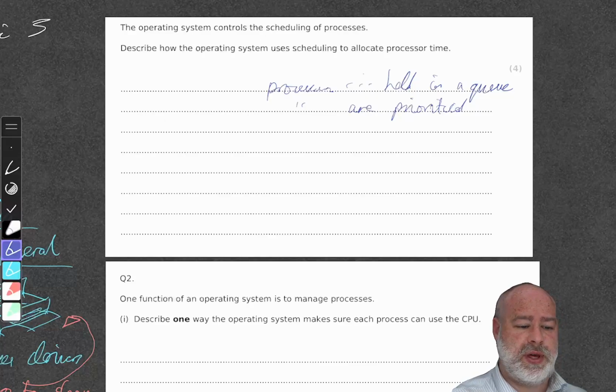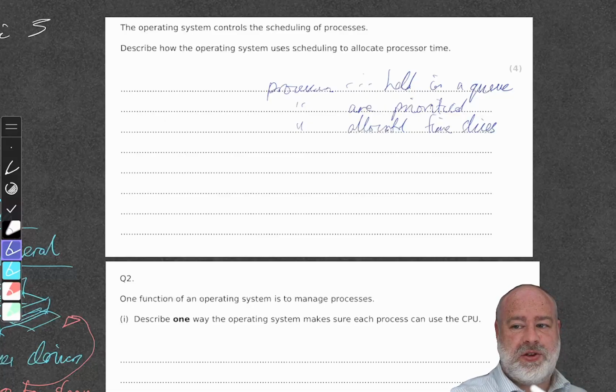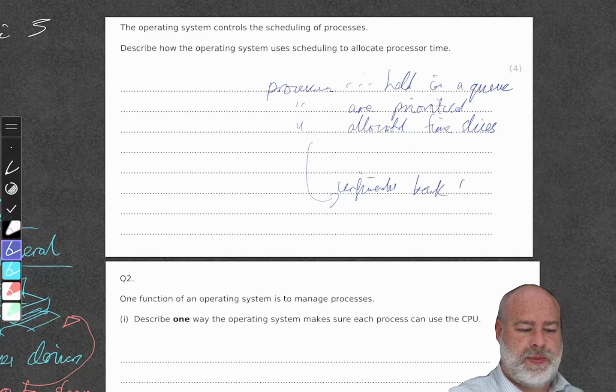I think that could help you with that argument. And then processes are allocated time slices, based on priority, and unfinished processes go back to the queue. So I think there's enough information there to get our 4 marks.